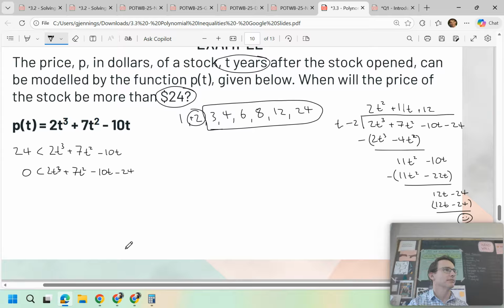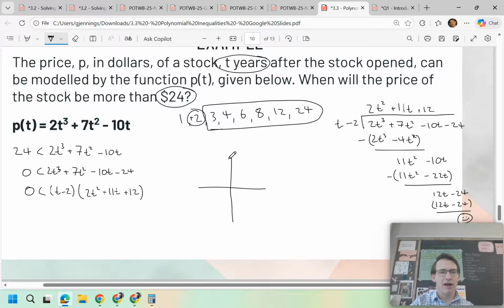Yeah. Looks good? Yeah, good. Okay, so now we could rewrite this right away. We could say 0 is less than t minus 2 multiplied by 2t squared plus 11t plus 12. Now here's something I know about 2t squared plus 11t plus 12.